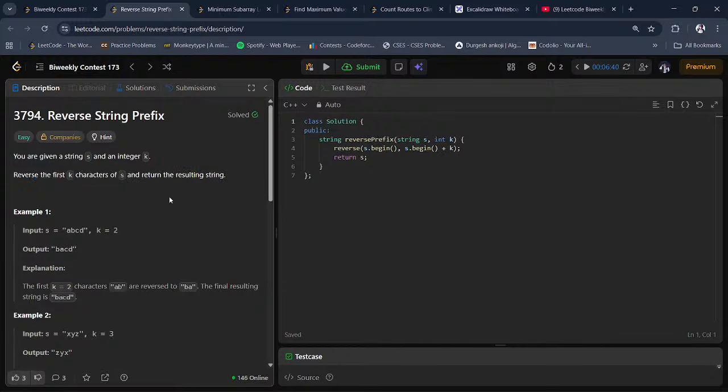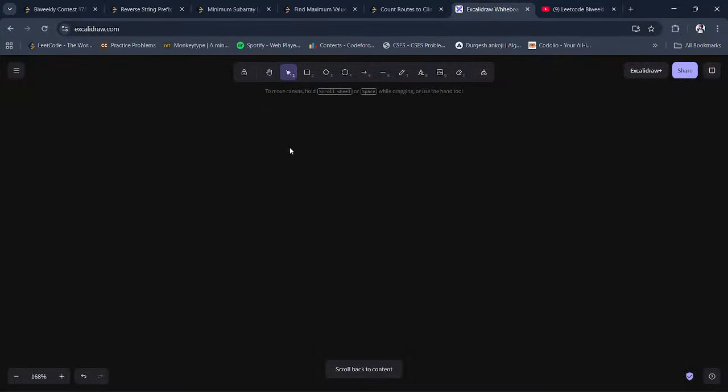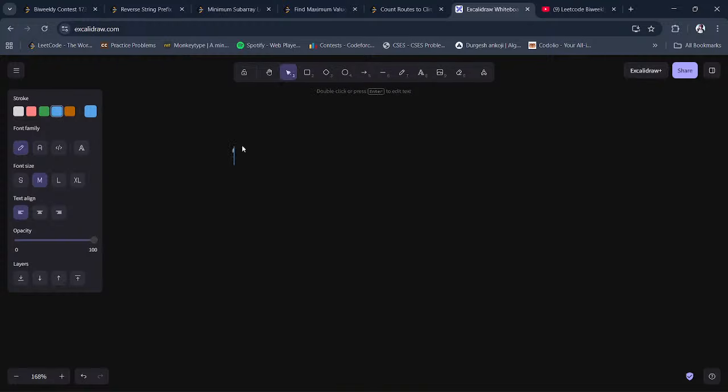It's an implementation problem, so there's no predefined logic for it. You just need to reverse the first k characters. Suppose k equals 2, we just reverse a and b, so it becomes b a c d. As an example, suppose I have the string a b c d and k equals 3. Then my resulting string should be CBAD. So this is the first problem.